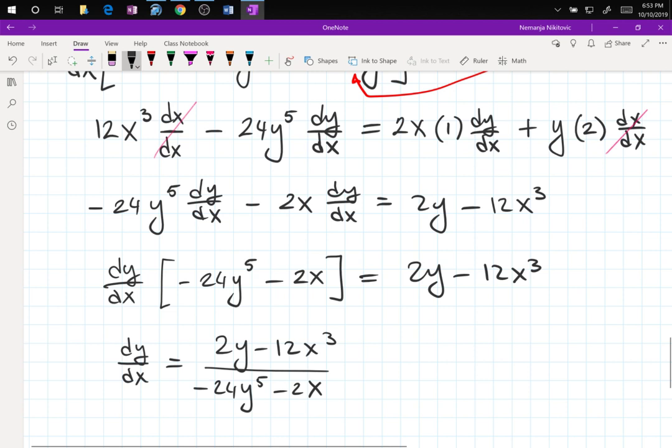Now we definitely want to bring this to the boss level, right? We can cancel 2's everywhere. Each term is divisible by 2. So how about we divide top and bottom by 2 and reduce it? And also, work out the minus sign from the denominator on top. So it's 6x cubed minus y. You swap those terms to absorb the minus, and then you have your 12y to the 5 plus x.